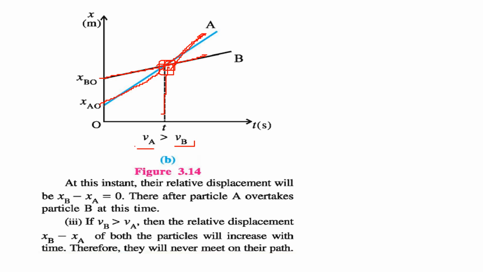Now let us assume that VB is greater than VA. Now this velocity of B is greater than VA. Now, what happened? Because B has taken over. So VA is going like this, VB is going like this, the distance will increase because this is faster. So the distance between both particles will increase with time. So they will never meet.